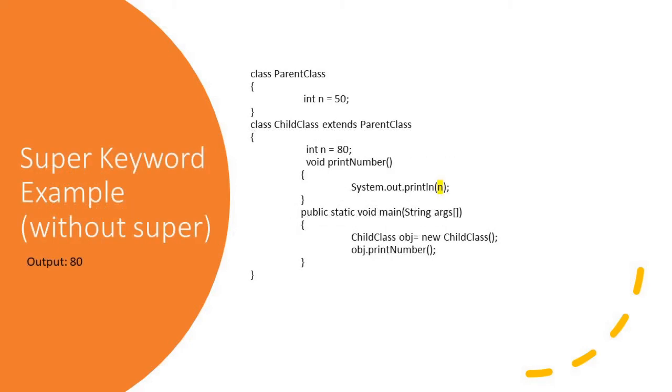In this example, we can see that the child class is inheriting the parent class. When an object is created for the child class and the method print number is called by the object, then the value of n belonging to the child class will be printed, which is 80.